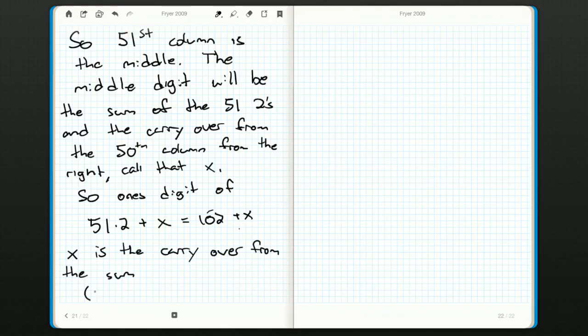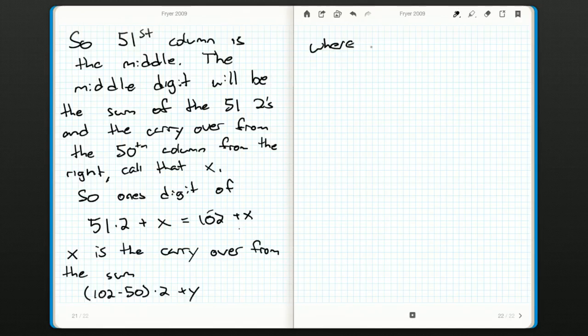So we have the carryover from the sum. We're summing up the 50th column plus y, where y... Now, I know it looks like I'm just repeating myself, and we're just going to keep going back, carrying over and carrying over, but because we know carryovers can be no greater than 30, we'll only have to do this at most one more time before we limit what X can ultimately be.